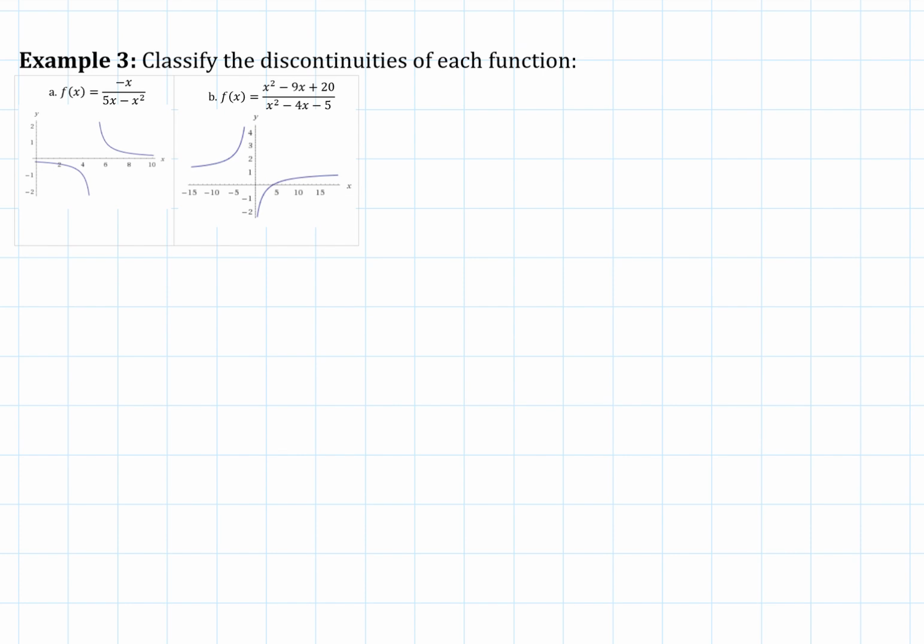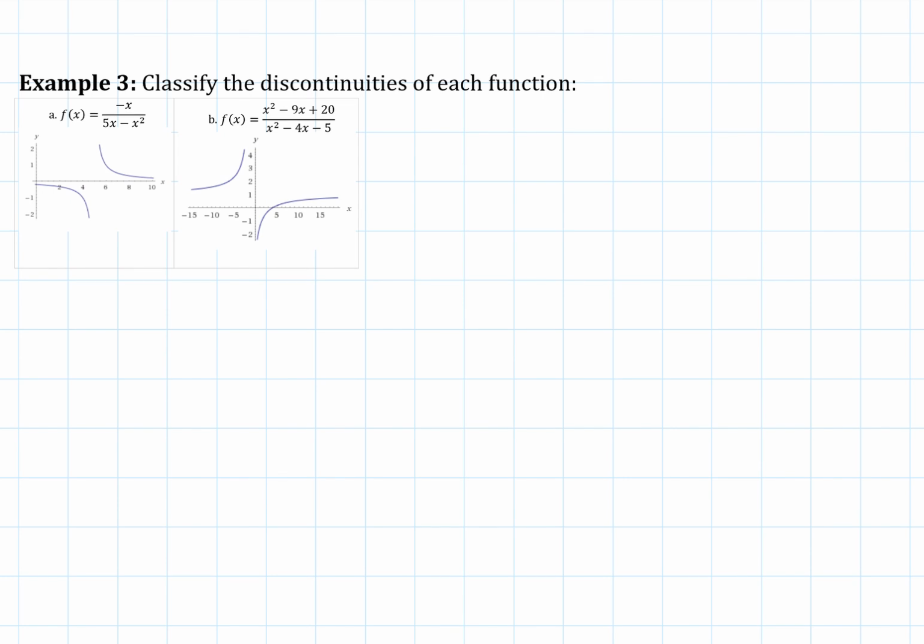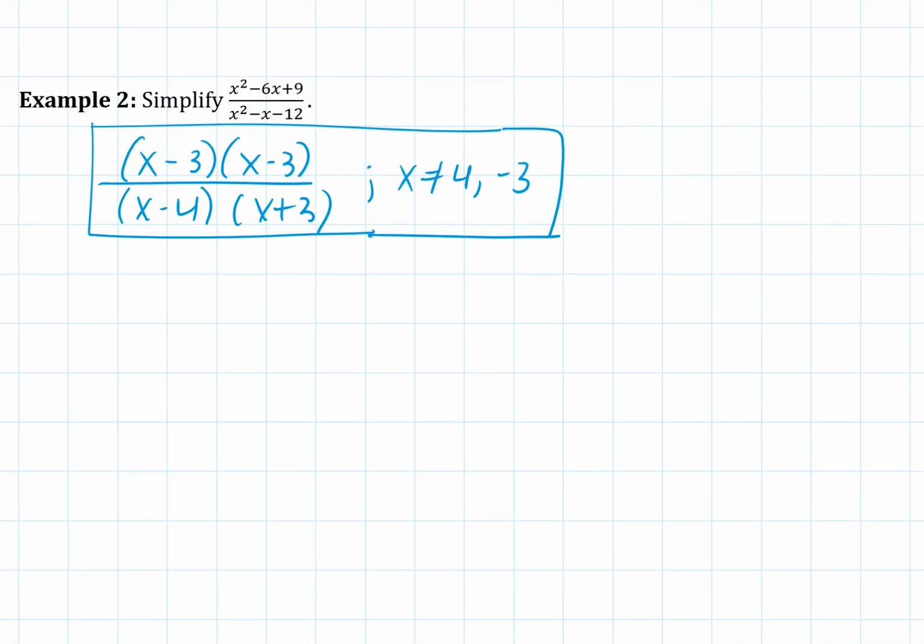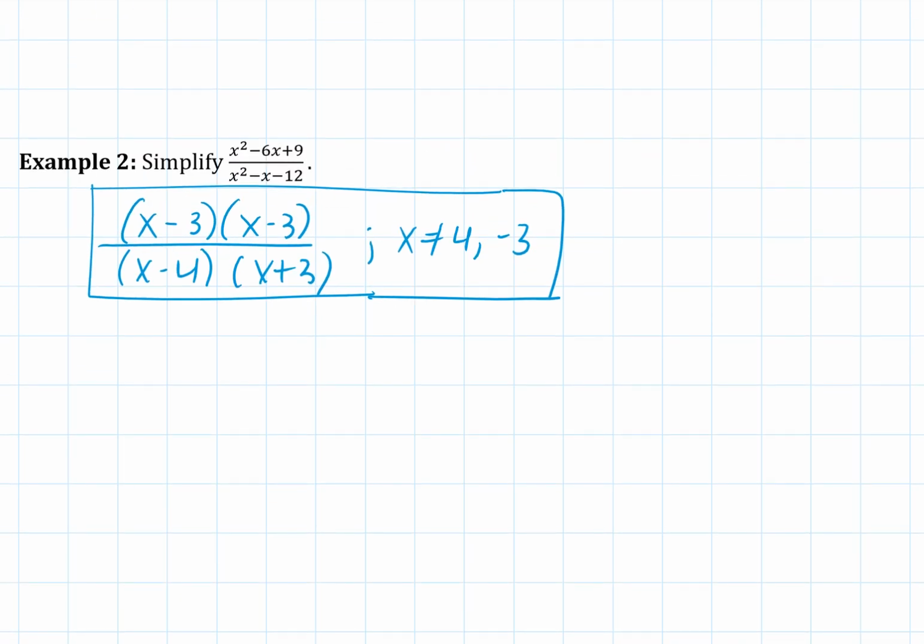This example is a little bit different because it's asking us to classify the discontinuities. Again, classify means you got to name what categories are possible. In order to know what the discontinuities are, you have to know what values would make the denominator equal to 0. That was easy to tell once we factored, because then you just look at each individual factor. What would make this equal to 0?